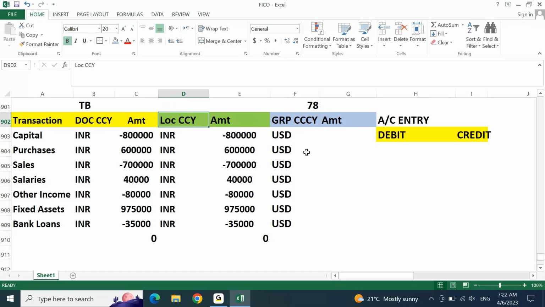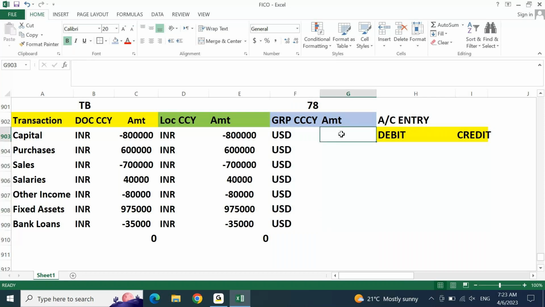Now in our requirement, we have to convert from LC to foreign currency or foreign currency to local currency. What is our requirement now? Our requirement is to identify dollars. Dollar value is not there, so you have to convert dollars from local currency. Local currency to foreign currency is multiplication or division? Division.